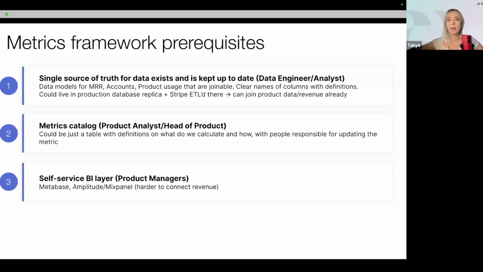On top of the nice data layer, you should have a metrics catalog, a table of definitions of what we calculate, how we calculate it, who is responsible for keeping the metric up to date, and where the actual dashboard with this metric lives.